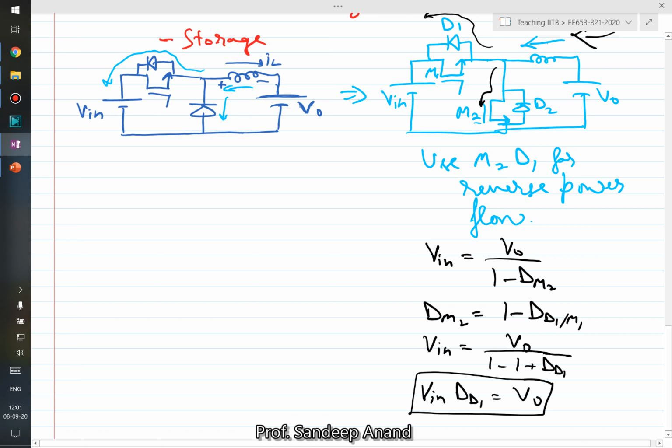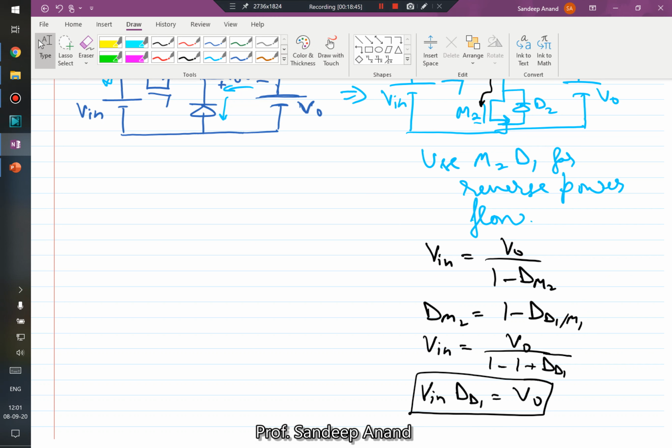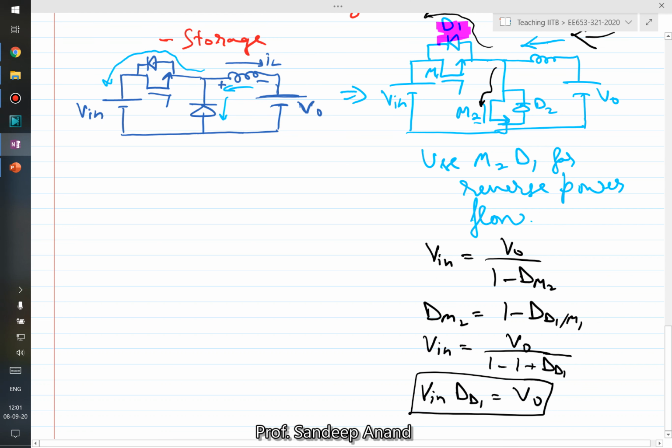So the duty cycle of this switch, if you consider this as D, then output voltage is equal to D times Vin, irrespective of whether power is flowing from left to right or power is flowing from right to left, right? Output voltage and the input voltage have the same relationship, irrespective of the direction of power flow.